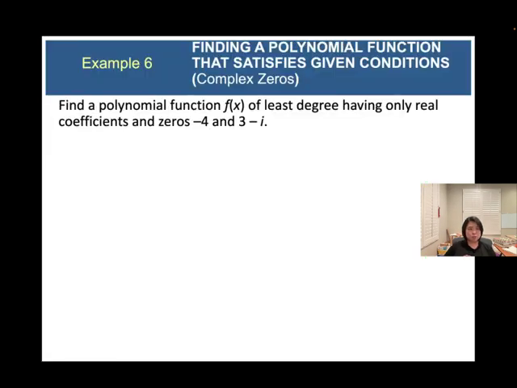For example, find a polynomial function f of x of least degree having only real coefficients, and the zeros equal to negative 4 and 3 minus i. Okay, 3 minus i is going to be the complex number. And we just said that when we only have real coefficients for the polynomial, the complex zero will have its conjugate. So think about it. What is the conjugate of this? That will be 3 plus i. Alright, so 3 plus i is also a zero of function f of x.